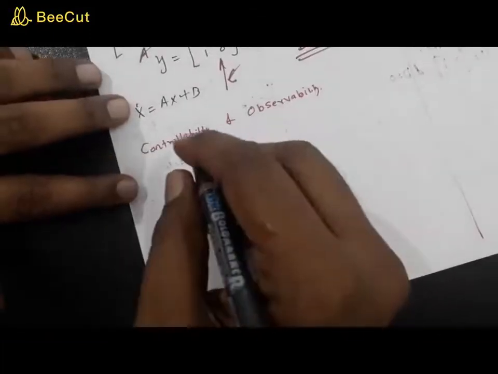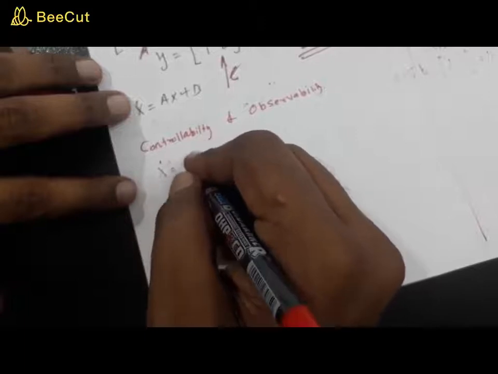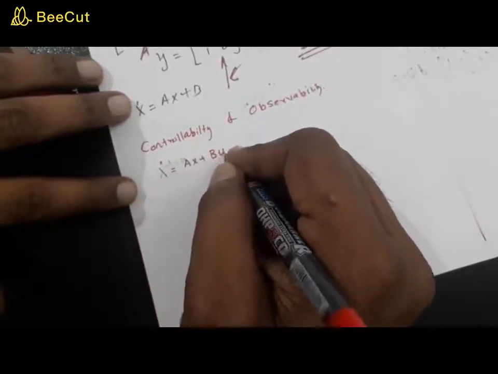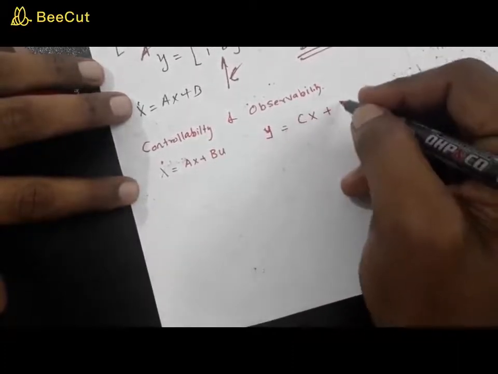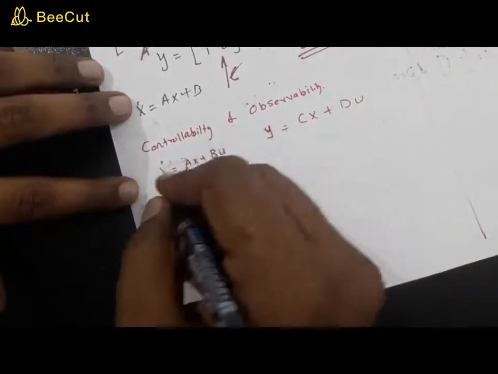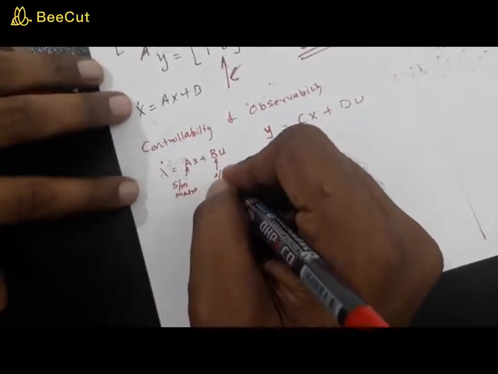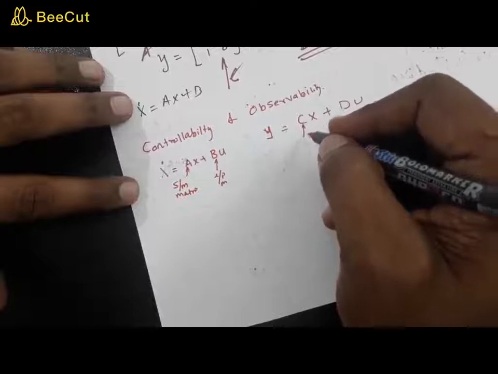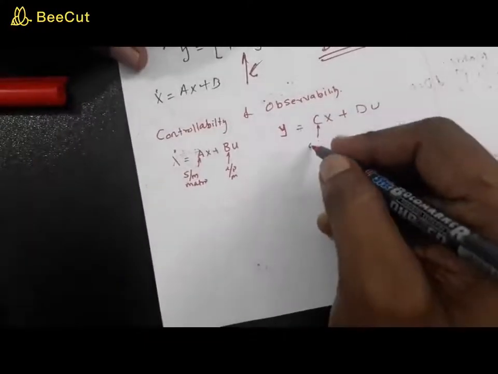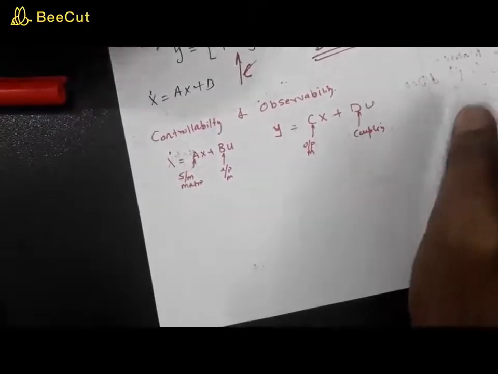So before going into that, a linear system can be represented by state space model as x dot is equal to Ax plus Bu, while the output y is given by Cx plus Du, where A is called as the system matrix, B is called as the input matrix, C is called as the output matrix, and D is called as a coupling matrix.